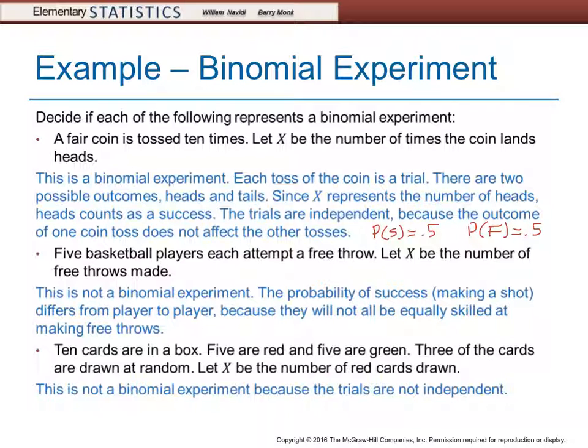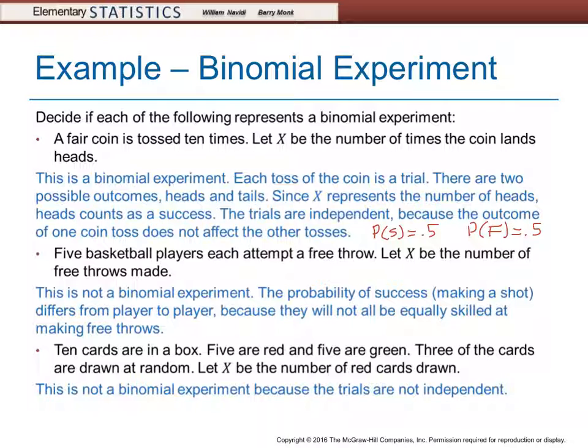In the next example, 5 basketball players each attempt a free throw. Let X be the number of free throws made. In this case, this is not a binomial experiment. The probability of success of making a shot differs from player to player. So the probability of success is not the same for each player. Therefore, it's not binomial. That's because each player will not have the same skills at making a free throw.